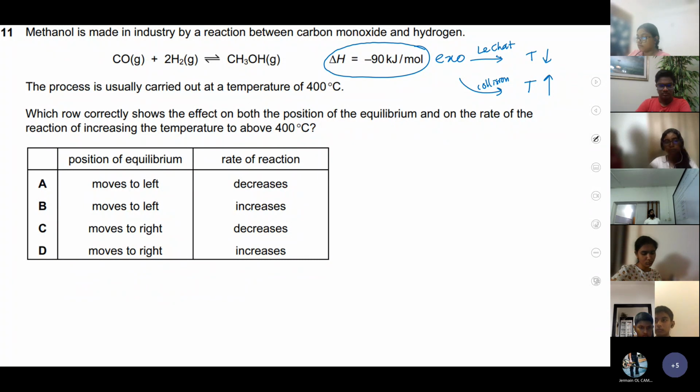Which one correctly shows it? Position of equilibrium: increasing the temperature to 400 definitely moves it backward, because the forward reaction is exothermic. When you increase the temperature, it will go backward. No doubt. Right? Therefore, it moves to the left. Rate of reaction increases. That's the answer.